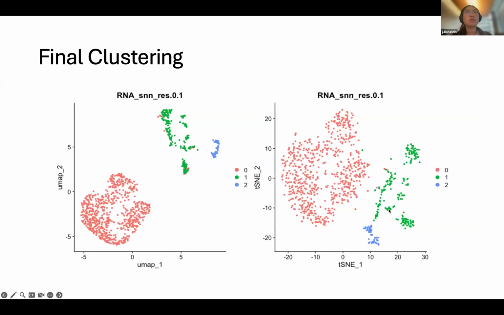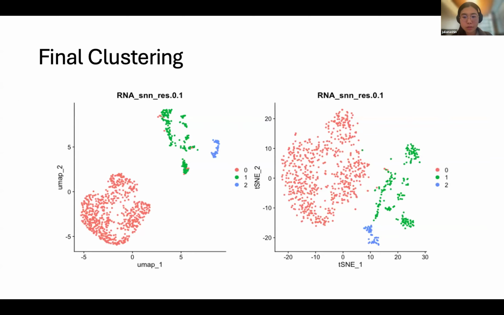So here are the results for the final clustering. On the left is the UMAP visualization, and on the right is the tSNE. I think in general, I preferred the UMAP as it led to very clear separation of the 0, 1, and 2 clusters, whereas the tSNE seemed to be a bit more bunched together.